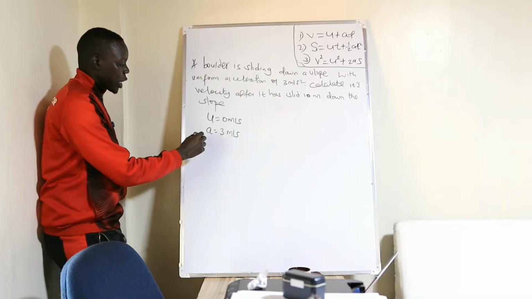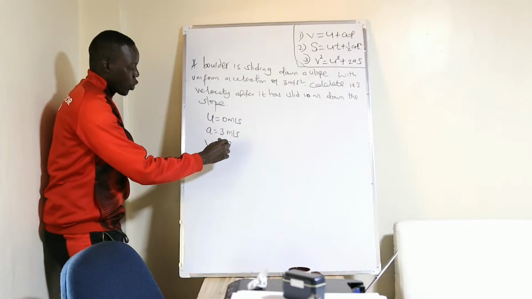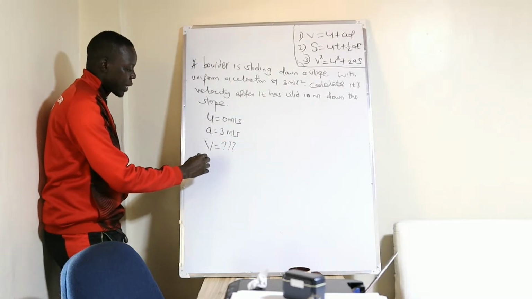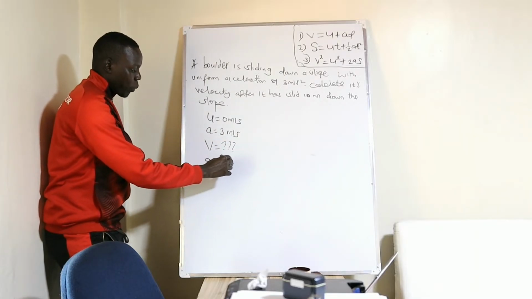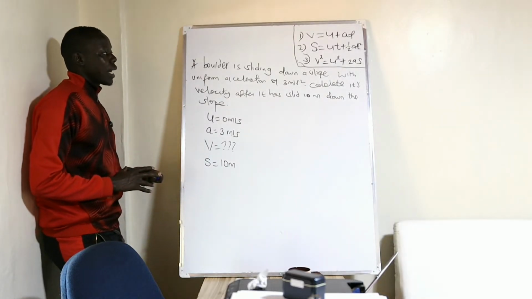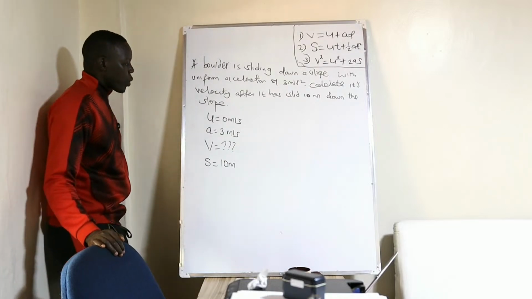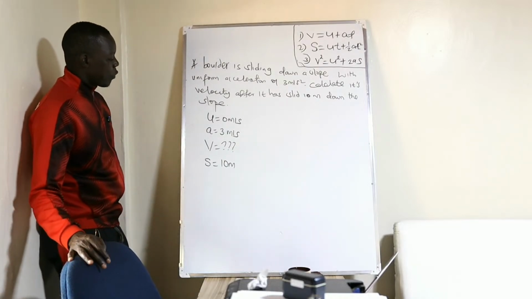We are supposed now to calculate the final velocity, V. This one we don't have. Then we have S, because it is 10 meters. The question says, calculate its velocity after it has slid 10 meters down the slope. So we have U, we have A, we have V, we have S.